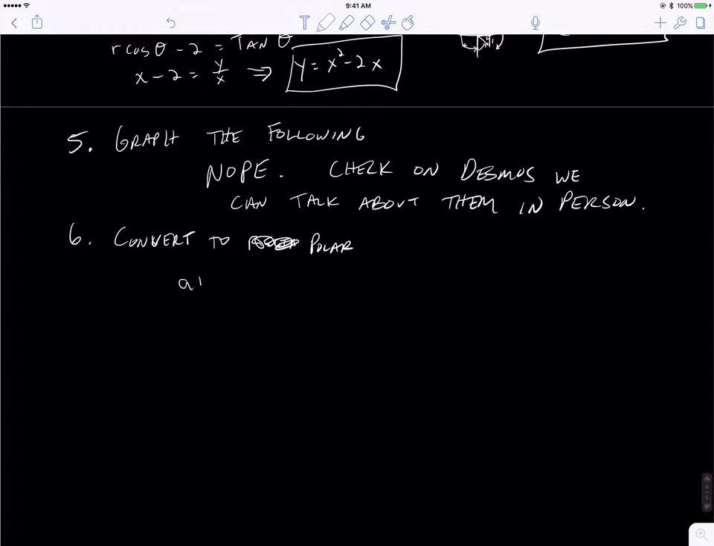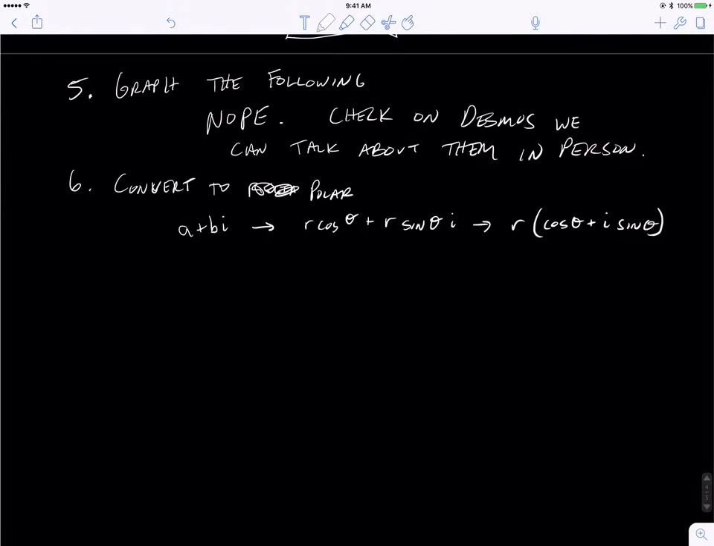So the standard form of a complex number is a plus bi. We know that if we convert that to polar, the a would be r cosine theta, and the b would be r sine theta times i. Typically, we want to factor out the r, so we'll call it cosine theta plus i sine theta. We put the i in front so it doesn't look so confusing. So that's the form we're going to want to write these in.